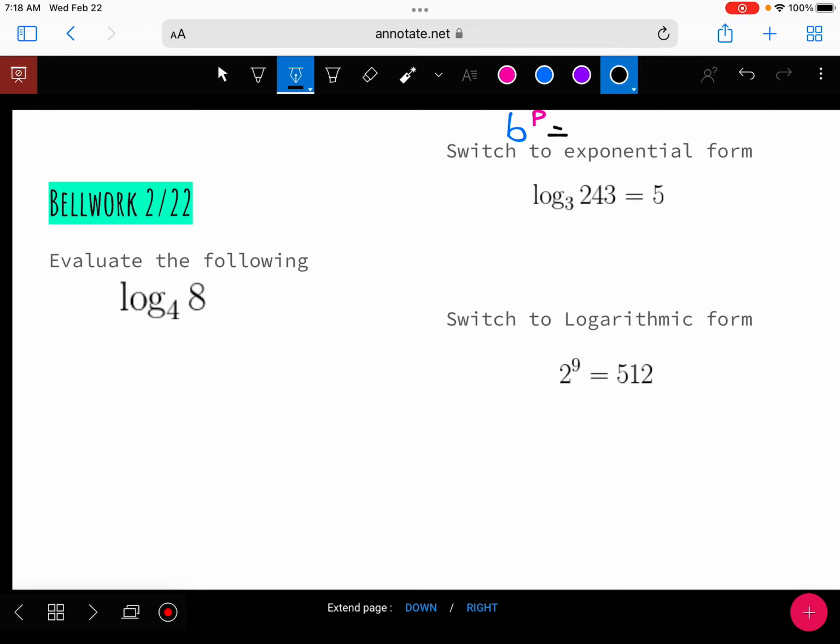We're going to use our B^P = A, log base B of A = P thing that we did yesterday. B^P is the same thing as log base B of A equals P. We're switching things around, putting them in other forms, playing with these like Play-Doh.